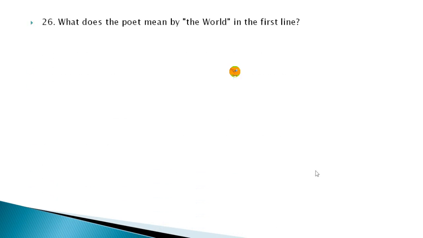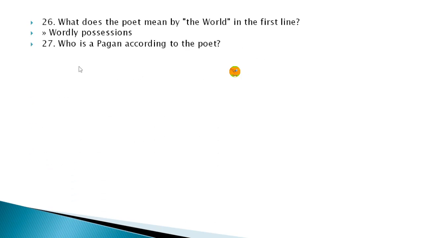Question number 26. What does the poet mean by the world in the first line? World means earthly possessions or worldly possessions. MCQ number 27. Who is a pagan according to the poet? A non-Christian. A pagan is a person who is not generally a Christian, and according to Wordsworth, a non-Christian is a pagan.